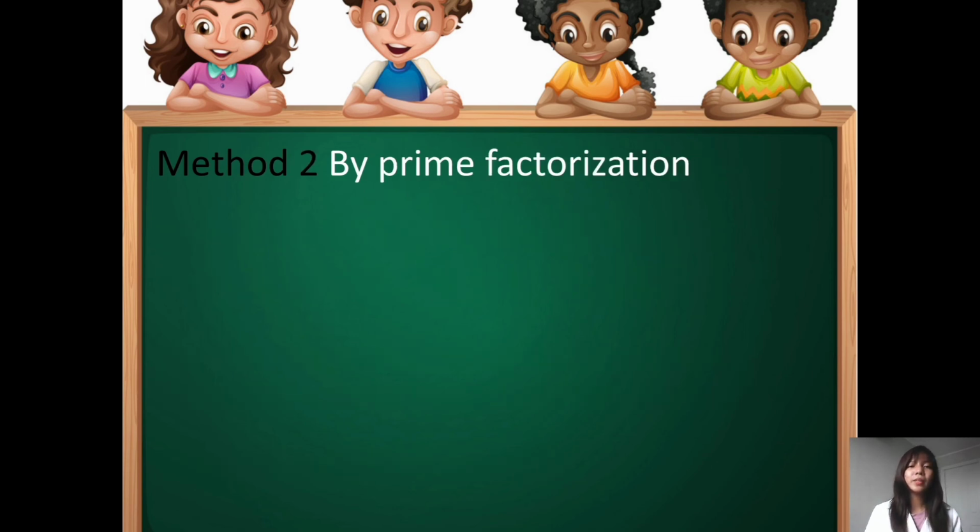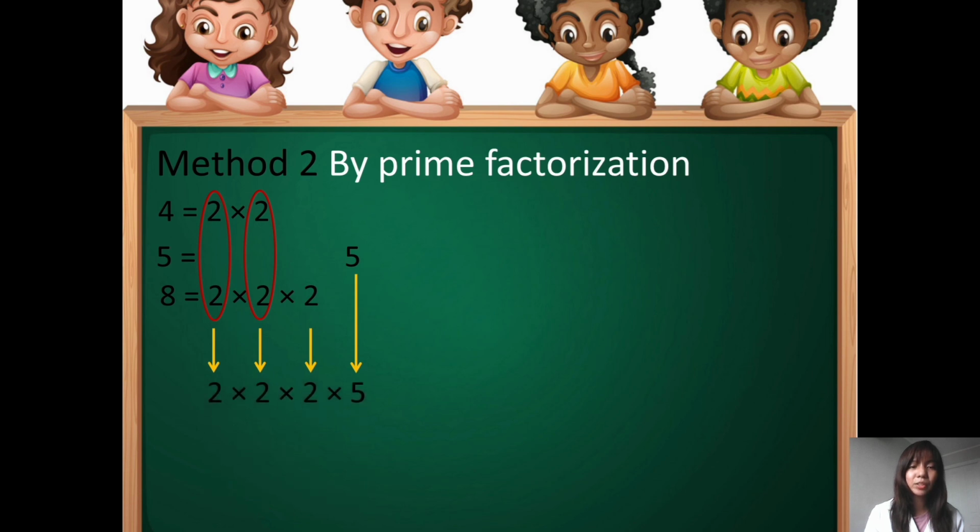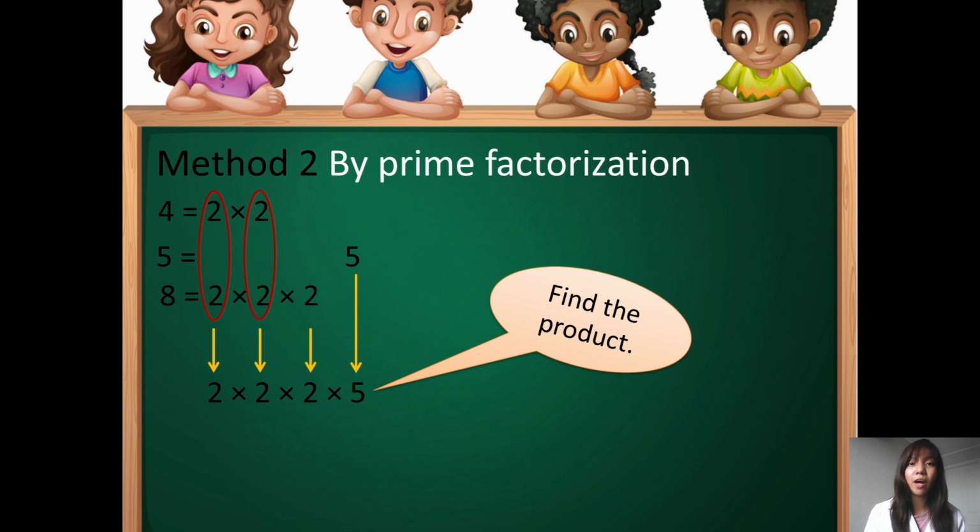Now, by prime factorization this time. We have 4, which is 2 times 2. Again, in prime factorization, you have to list down only the prime numbers. So 2, 2. Next, 5. So only 5. Or you can write down 1, but it's okay if not. And then the number 8. So 2 times 2 times 2 is 8, right? Again, 2 times 2, 4. 4 times 2, 8, right? So we have to list this down. So 2 times 2 times 2 times 5. Find the product. What is the answer? Therefore the LCM of 4, 5, and 8 is 40.